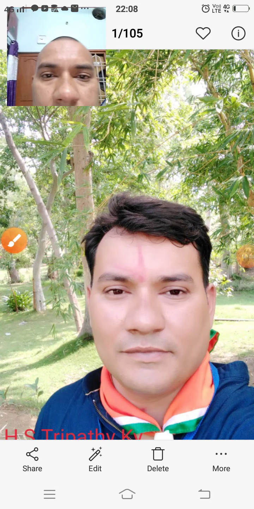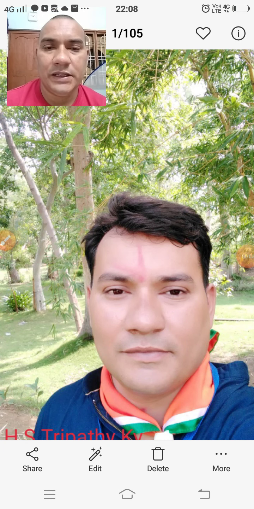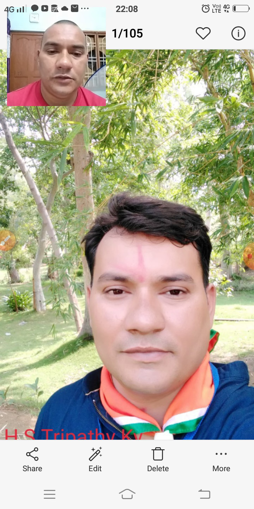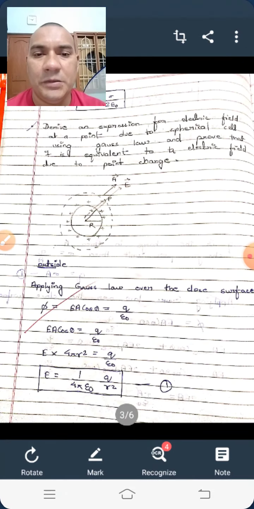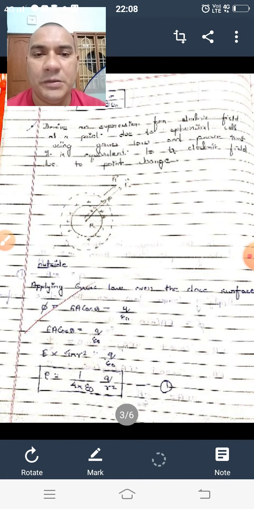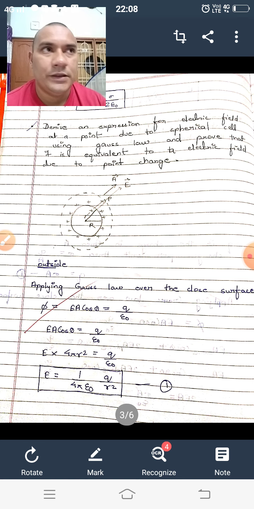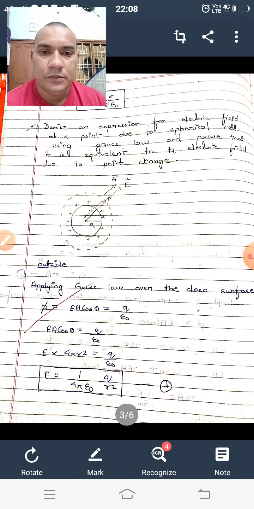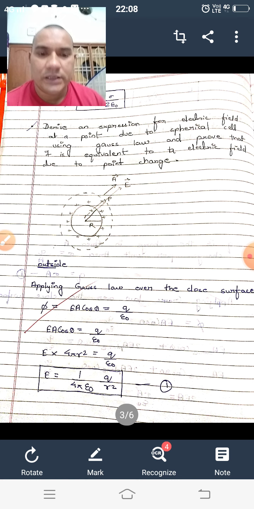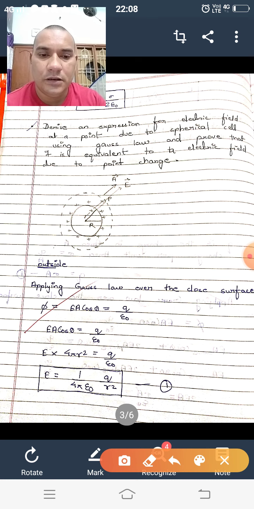Good evening, students. Today we learn the third application of Gauss law, that is to find out the electric field due to a spherical shell. So first of all, what do you mean by a spherical shell? A spherical shell means you can consider a conductor just like a football. Inside it is hollow. That is called a spherical shell.